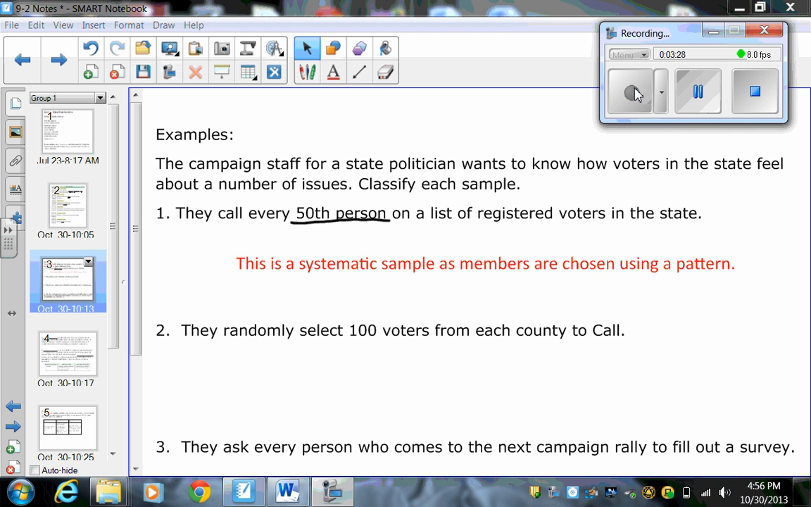Example 2 says they randomly select 100 voters from each county to call. So the key part here is that they're calling from each county. So first, the state is divided into counties, so you're dividing the population into groups. And then you're randomly selecting people from each of the groups. So this would be an example of stratified.